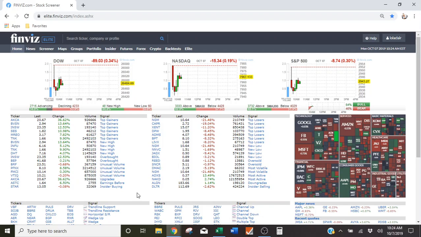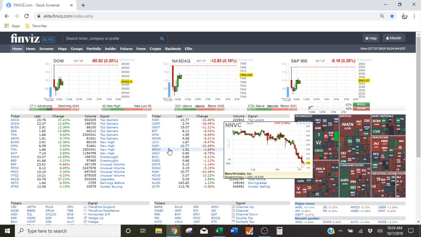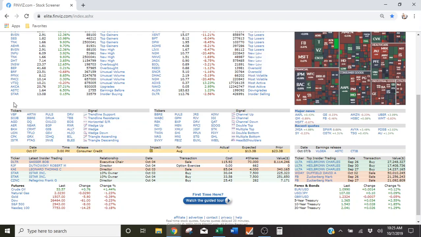So what I'm going to do is just briefly run over what you're looking at here. Right here, you'll see tickers, and it's sectioned off into top gainers, new high, overbought stocks, unusual volume, top losers, new low. And it'll tell you what the last price is and what it changes currently. Going down on the page, you'll see other tickers with signals for trend line support. They're trending on the trend line, or they're trending on resistance.